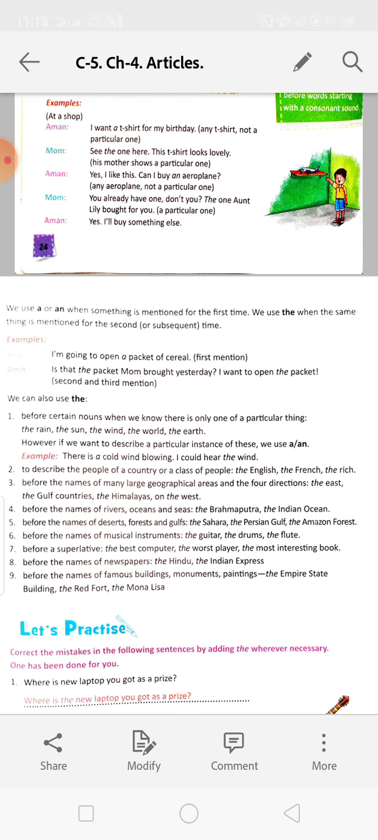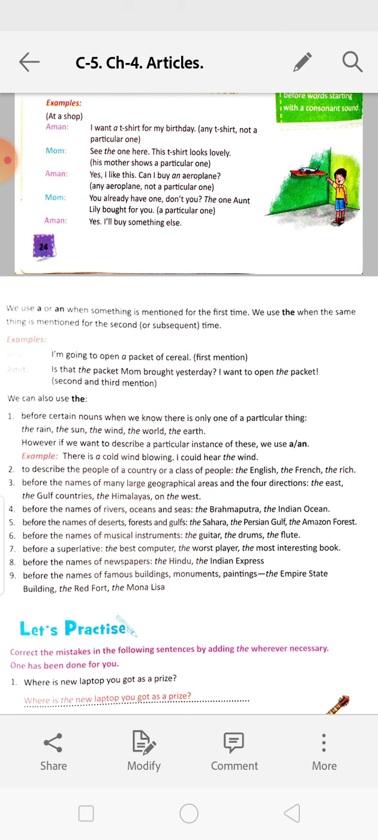Example, I am going to open a packet of cereal. It is the first time I am telling, so a packet. Next, Amit: Is that the packet Mom brought yesterday? So we are talking about that packet of cereal, the same packet of cereal, so we are putting the there. I want to open the packet. This is the second and third mention, so we are using the over there.